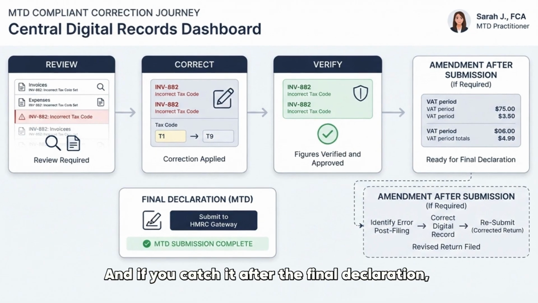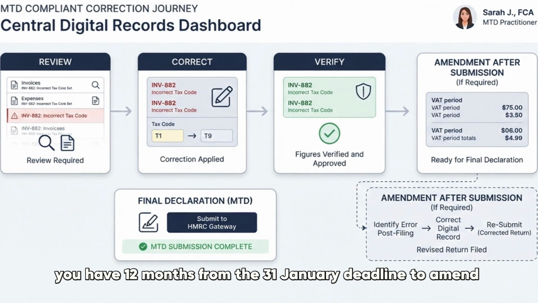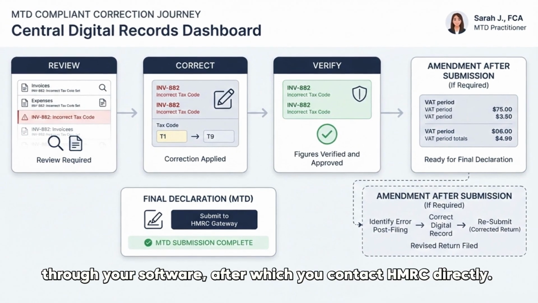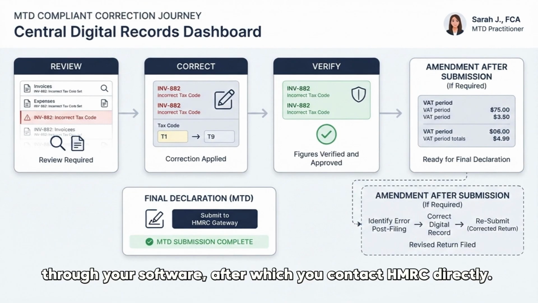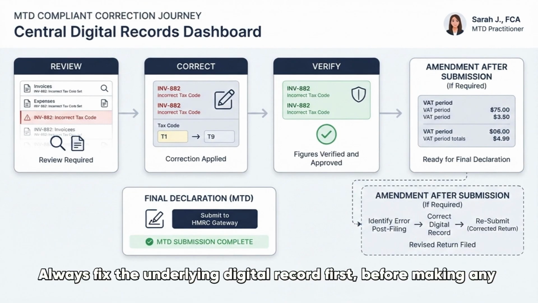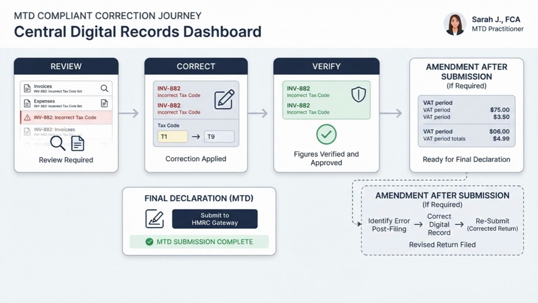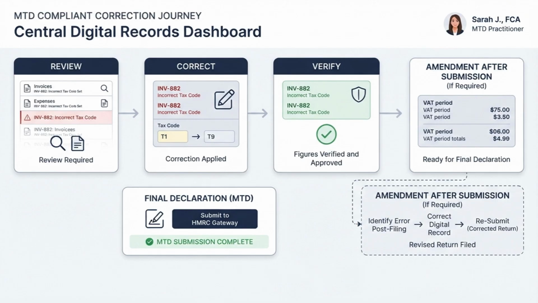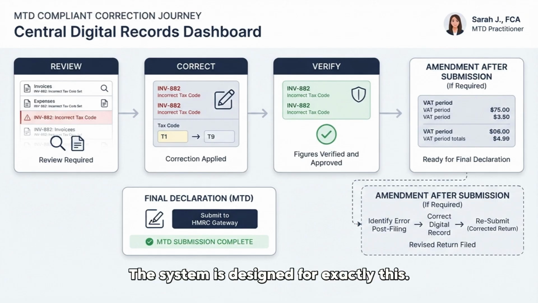If you catch it after Q4 but before the final declaration, use the annual adjustment section in your software. And if you catch it after the final declaration, you have 12 months from the 31st of January deadline to amend through your software, after which you contact HMRC directly. Always fix the underlying digital record first, before making any amendment to the submission. And remember, there is no penalty for correcting errors. The system is designed for exactly this.